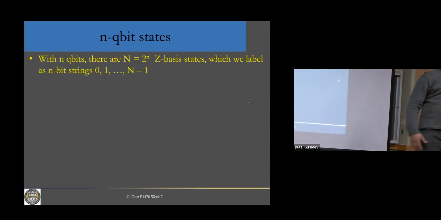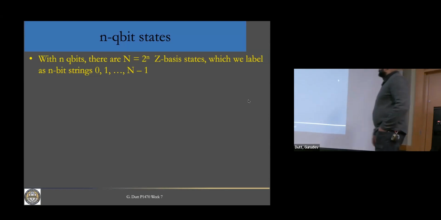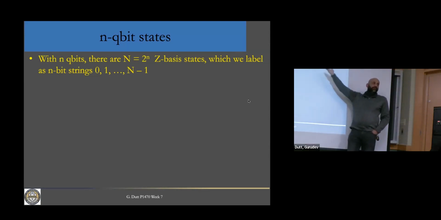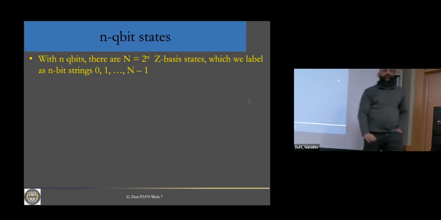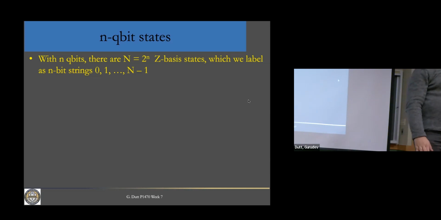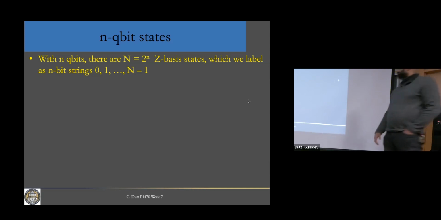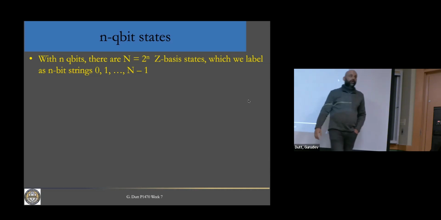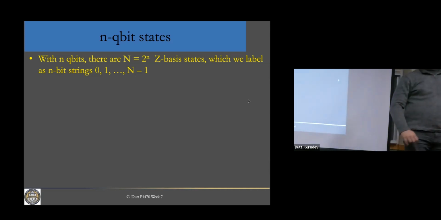Okay, so to answer your question, with n qubits, there are capital N equal to 2 to the power n basis states, right? That's just binary conversion of a binary string to a decimal number, which will give you 2 to the power n basis states, which we label as the n-bit strings 0 up through n minus 1. So 0 up to 2 to the power n minus 1.